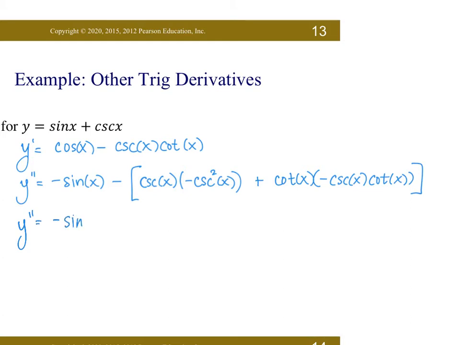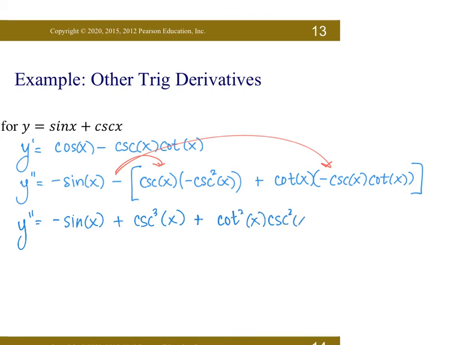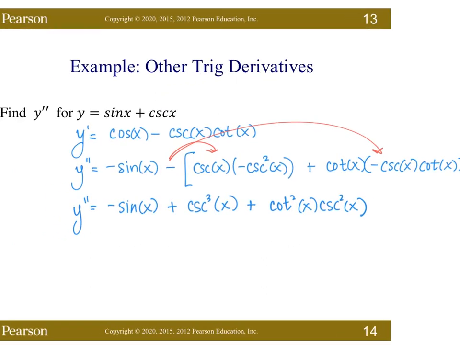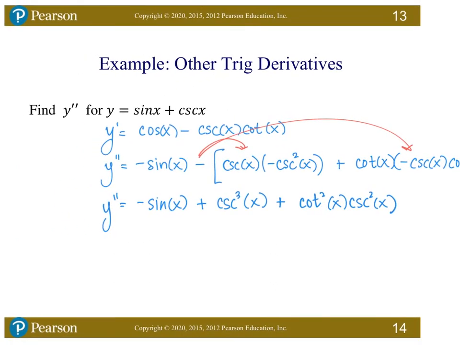So we've got the negative sine of x on the outside. We're going to distribute this negative here. So that'll give me a positive cosecant cubed of x. And I'll also be distributing my negative to the last terms, and that will also give me a positive. And now I've got a squared cotangent and a squared cosecant. So that's the overall second derivative for that trig function.